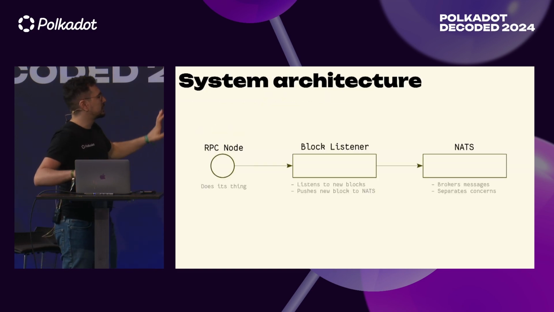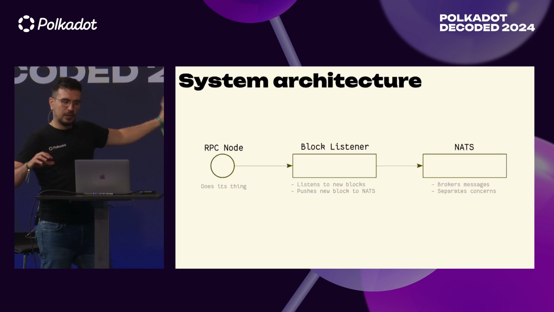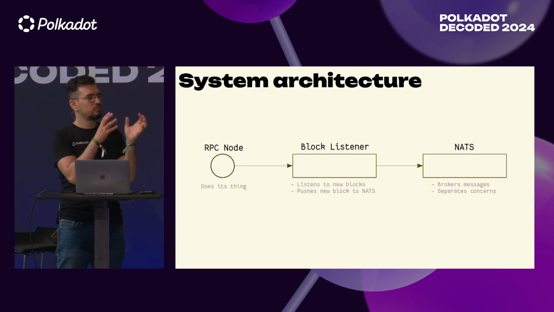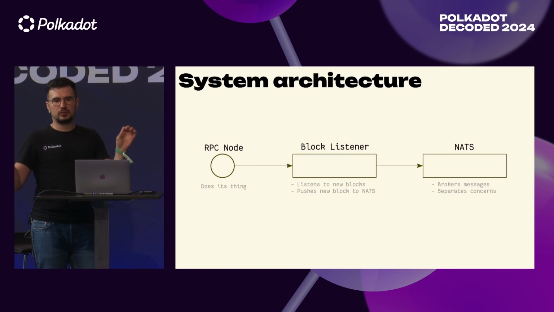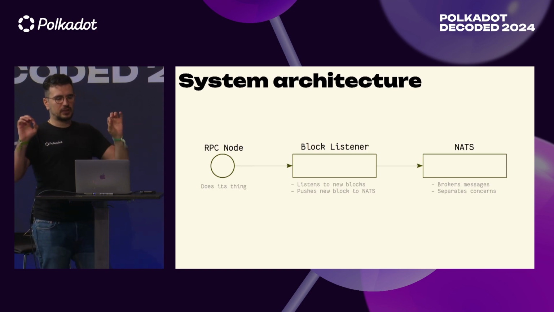The system architecture, roughly and very simplified: you have the RPC node on the left. You have 10 lines of Python script that are block listeners. These will connect directly to the RPC WebSocket endpoint.